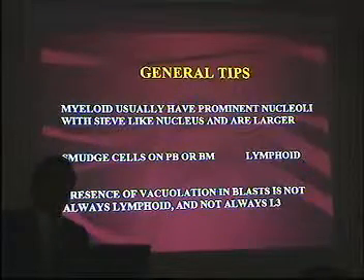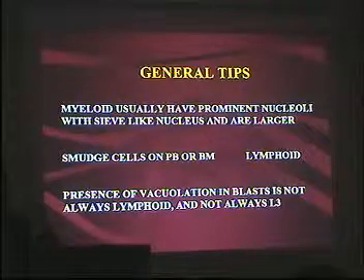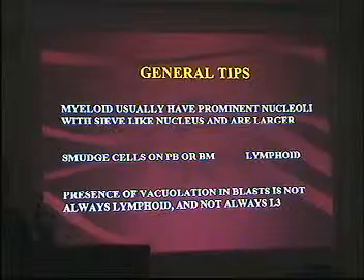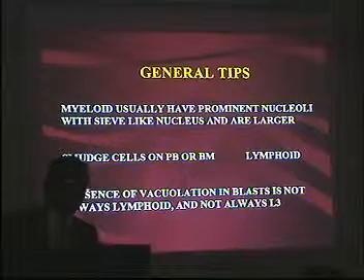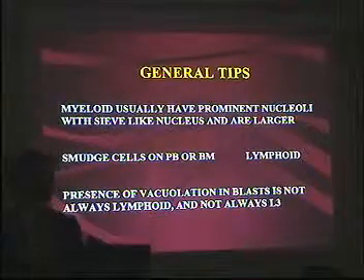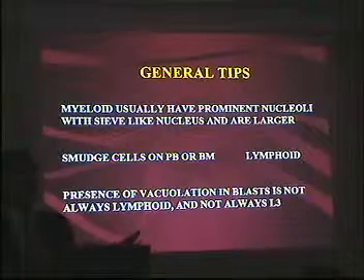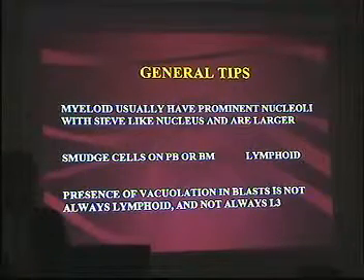However, if on the smear you are seeing a large number of smudge cells, that gives an idea that this could be lymphoid. So in that case, you can stick your neck out and say, look, this might be a lymphoid leukemia. That can be done, because in myeloid leukemia we rarely see any smudge cells on the smears. Lymphoid maybe that we see.